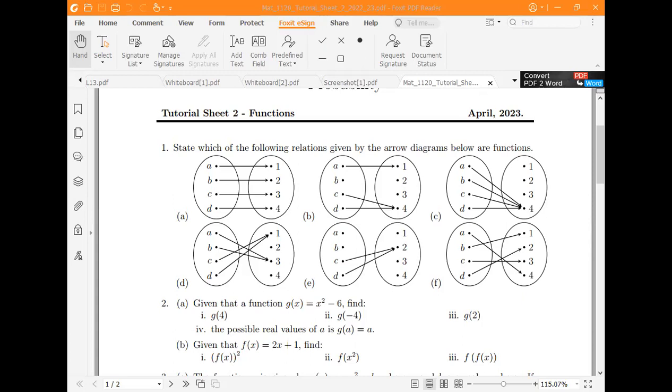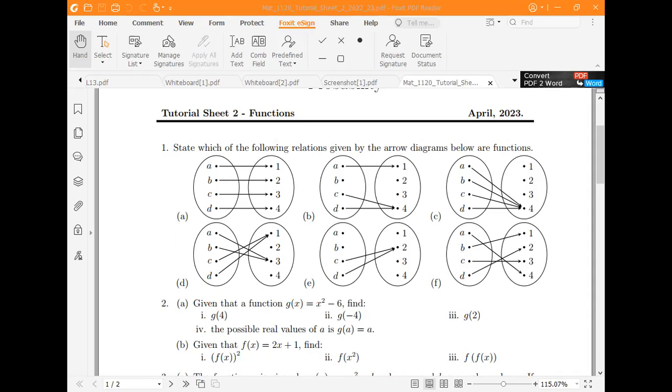If we go to the first one, question 1A, we find arrows moving, one from A to 1, one from B to 2, one from C to 3, and one from D to 4. Our job is to check if the arrows from the left, let me call it A, go to B, and if all the elements in A are mapped. That's the first question.